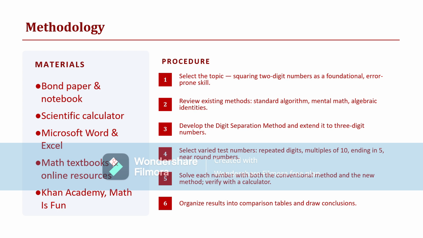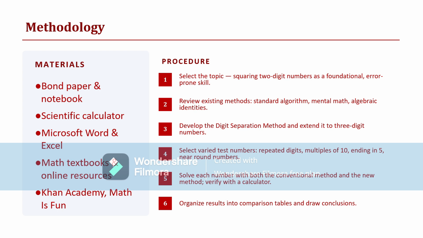The common method in finding the square of a two-digit number is the expanded style, where you expand the expression. For example, 13 squared: 3 times 3, then 3 times 1, and then 1 times 3, and then 1 times 1, giving 169.